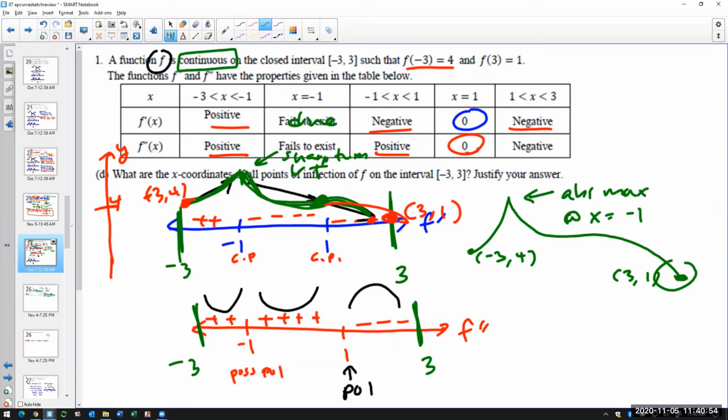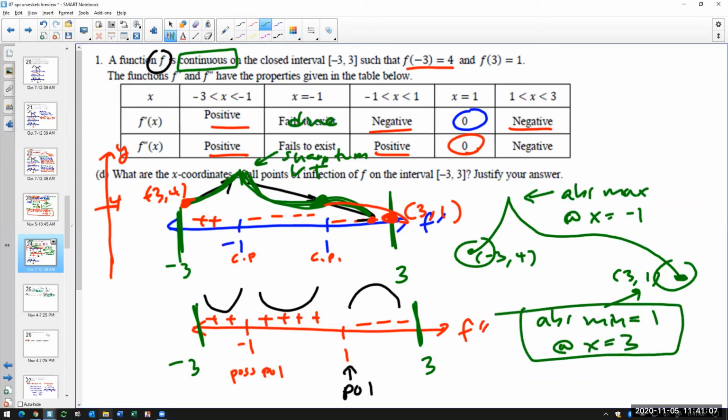And so what I do is I take the lowest value, and that's my absolute min. Okay, so my absolute min must be here. Absolute min is equal to 1 at x equals 3. Okay? And I'm not going to ask you to justify that. Just make sure that you can sketch it, and you can tell me where the min and the max are. All right? What other questions do you guys have?